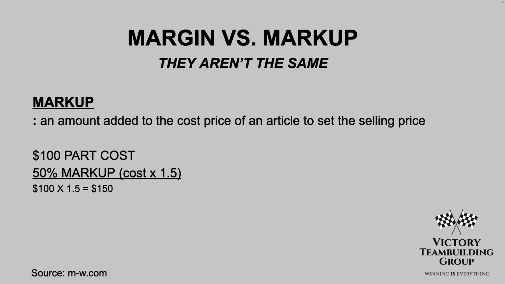The way we get to that is 100 times 1.5, and that gives us $150. So we have our $100 cost plus our $50 profit, and that gives us $150, or your cost times 1.5. So that is a 50% markup.